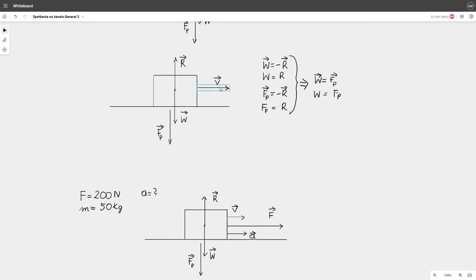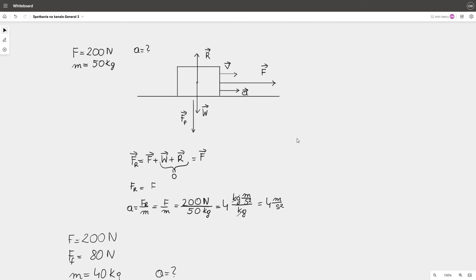So velocity does not change, because resultant force is equal to 0. The resultant force is equal to 0, so according to Newton's second law of motion, acceleration is equal to 0. It means that velocity vector does not change. The body moves in a uniform rectilinear motion.